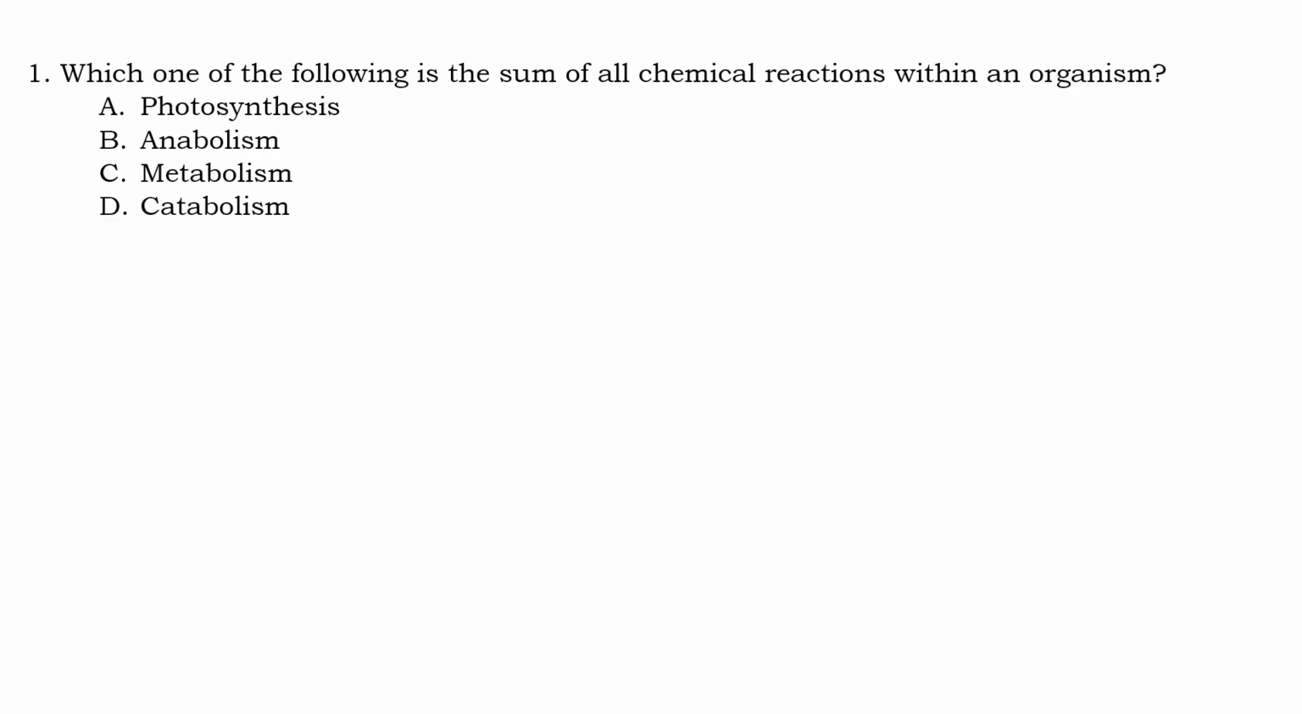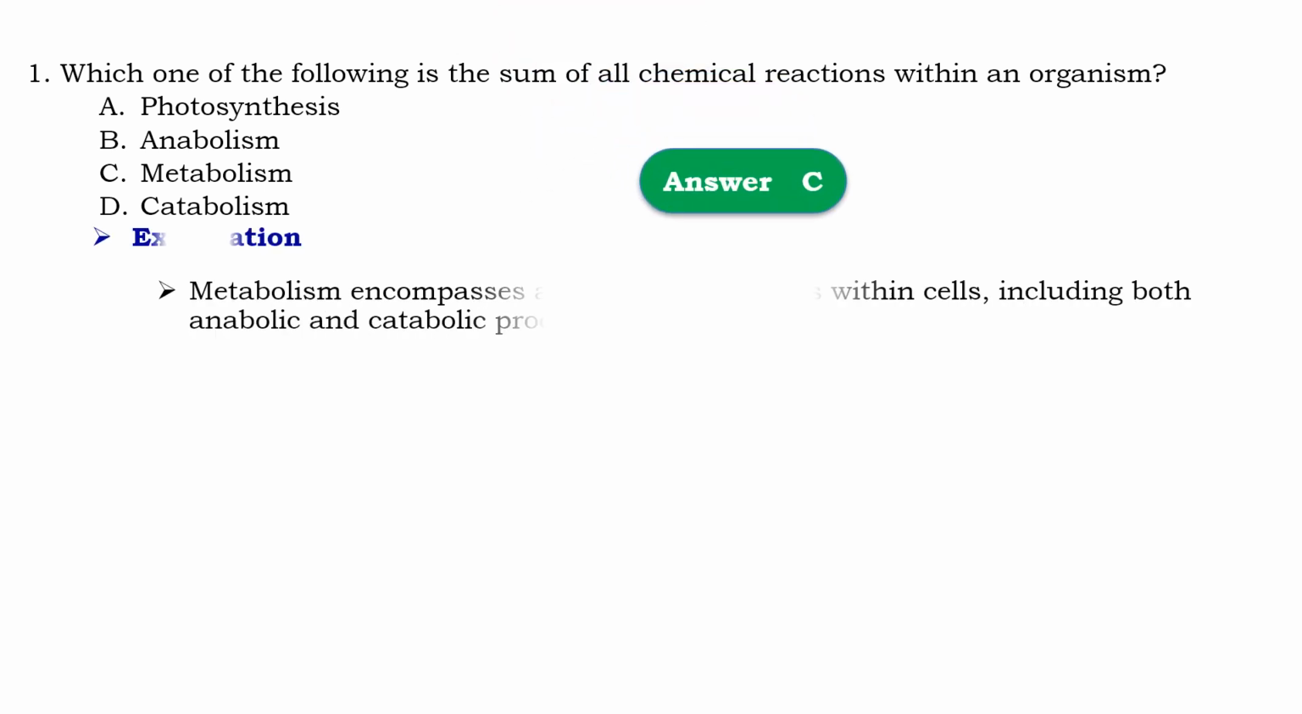sum of all chemical reaction within an organism? አንድ ህይወት ያለው ኦርጋኒዝም ውስጥ ሁሉም ኬሚካል ሪአክሽን በአጠቃላይ ምን ተብሎ ይታወቃሉ ይላል። So the answer will be C, metabolism. Means that metabolism encompasses all chemical reaction within the cell, including both anabolic and catabolic processes.